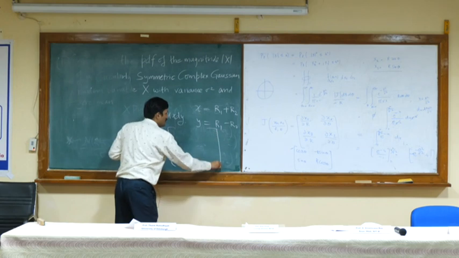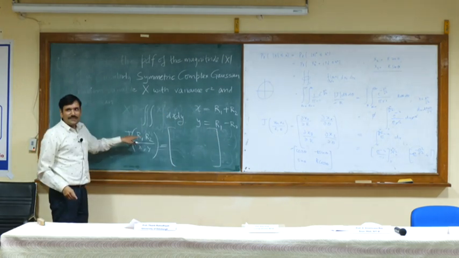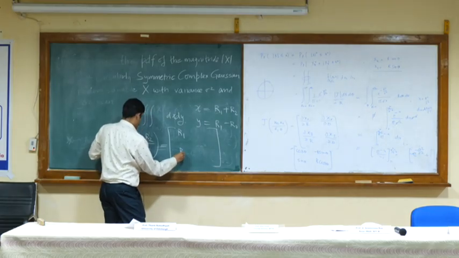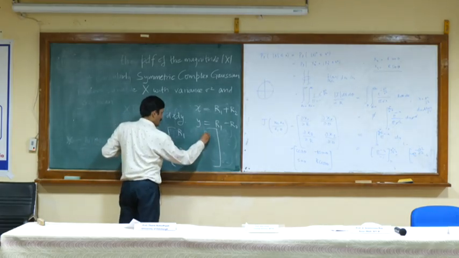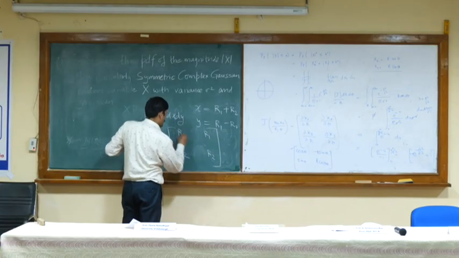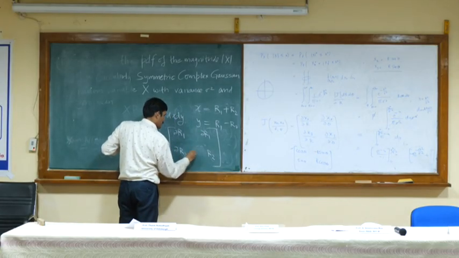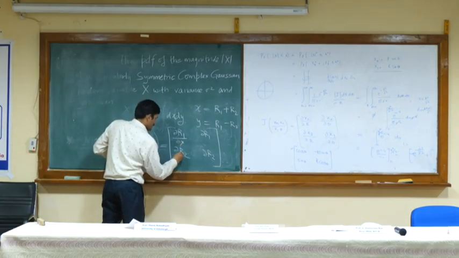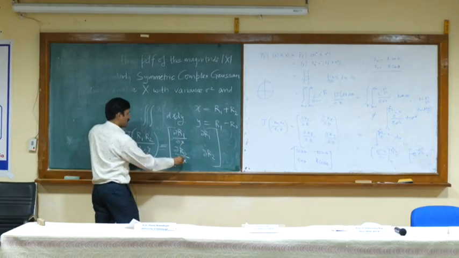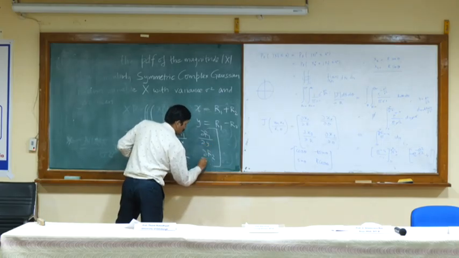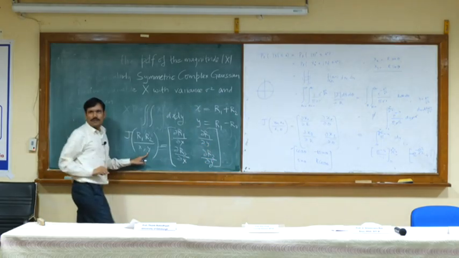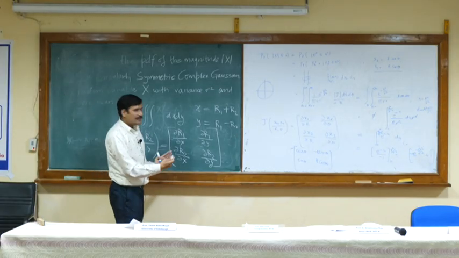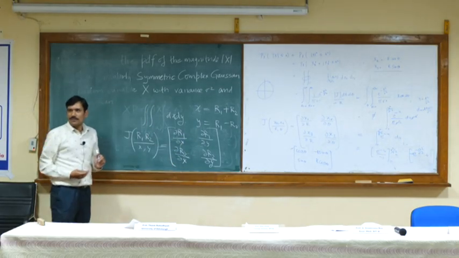How will I write Jacobian? It is very simple. First represent the row. So r1, r2, r1, r2, del, and second represent the column. So del by del x, and this is del by del y. Okay. Then I calculate the Jacobian determinant, and I will put the value. Okay.